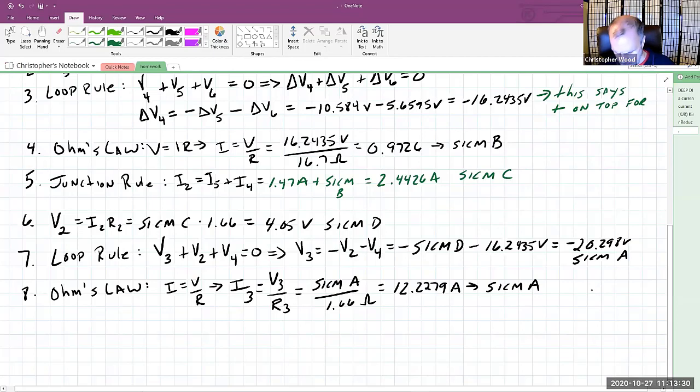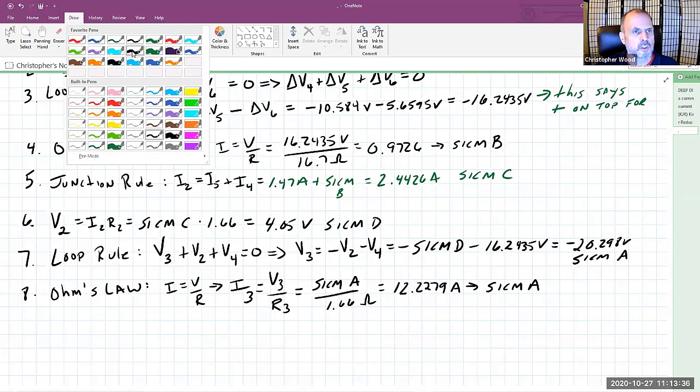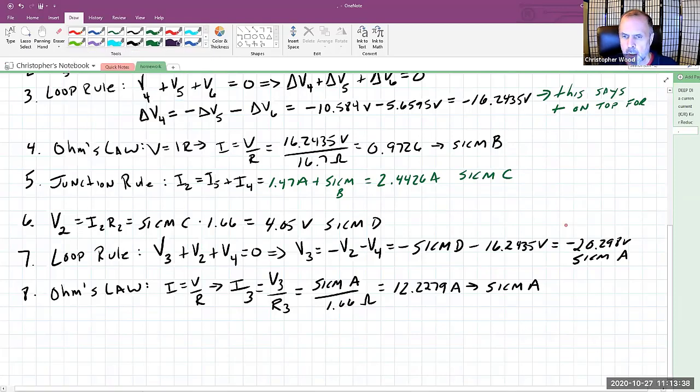All right, store alpha A. Notice I didn't bring along this negative. Well, I should have said this. I should have said therefore V3 equals 20.298 after we did the adjustment, or just the way we represent it. All right.